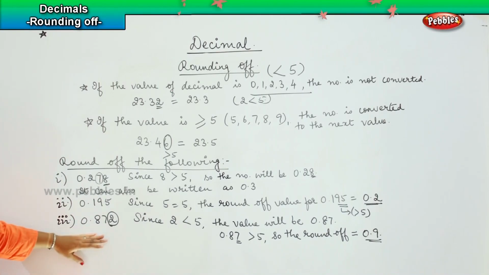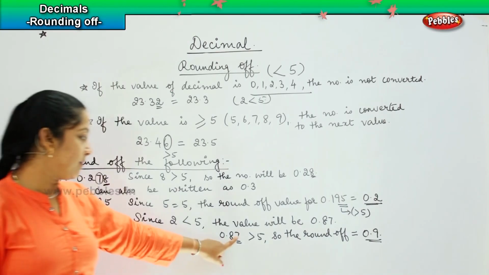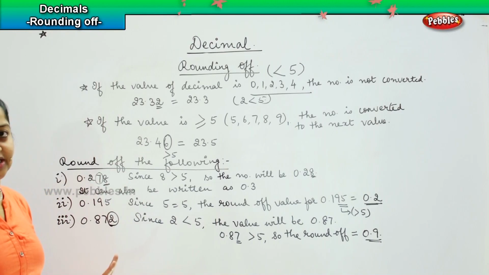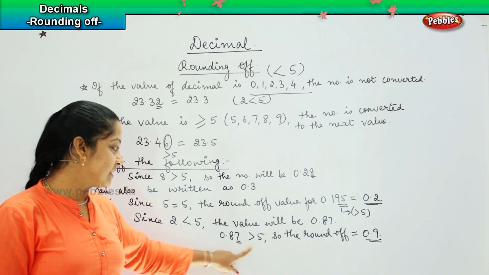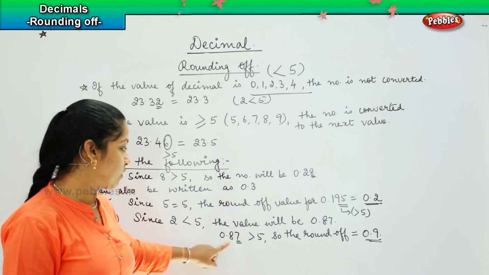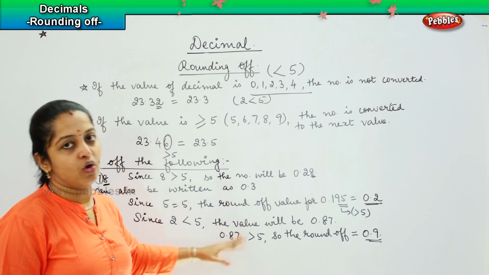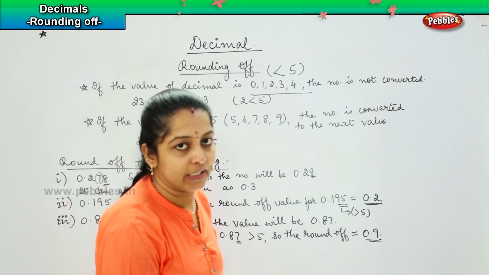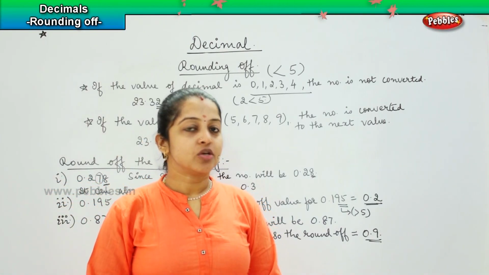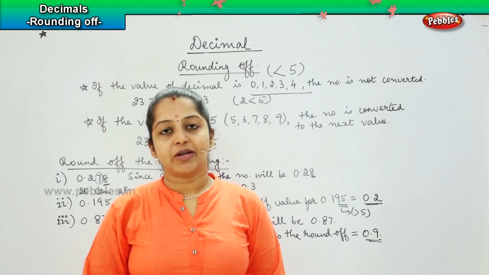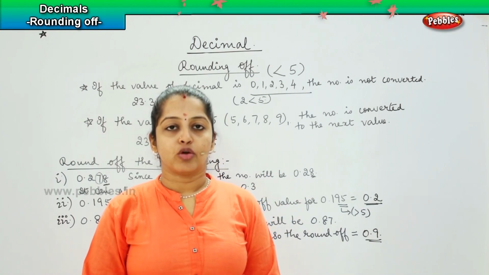So in the first case it remains the same. It will remain 0.87. It will not change. But now when we see the second value, 7 is greater than 5, right? So that's why this will become 0.88, or you can say 0.9. So is the concept clear, children? Based on these concepts, we will be doing the sums on the round off questions.